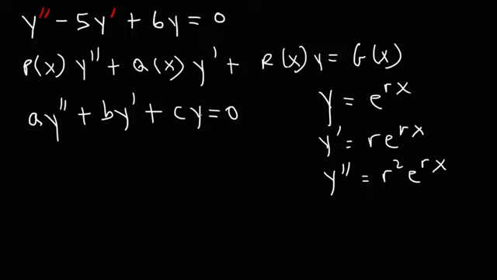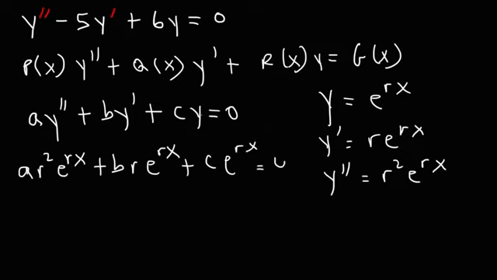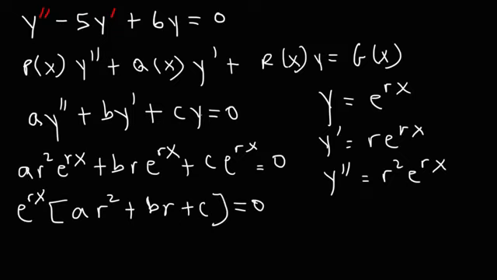So substituting in y prime and y double prime, we get a times r squared e to the rx, then replace y prime with r e to the rx, and replace y with just e to the rx. So we're going to factor out e to the rx, and we'll have ar squared plus br plus c is equal to 0. Dividing both sides by e to the rx, we get this equation: ar squared plus br plus c is equal to 0.